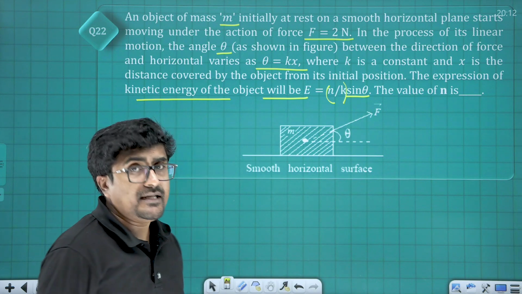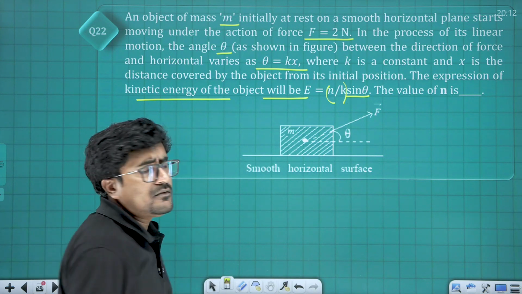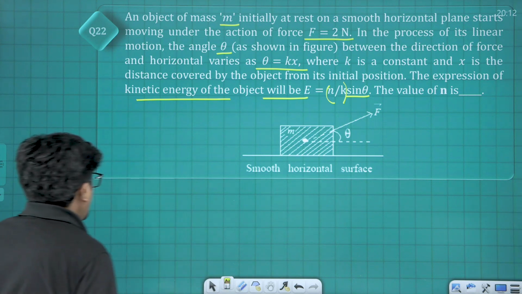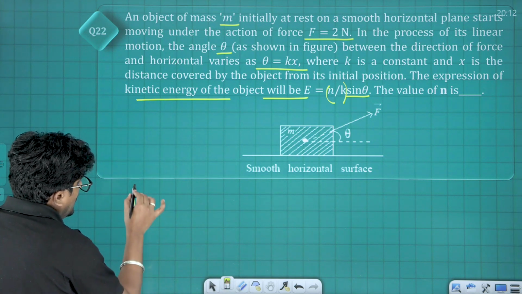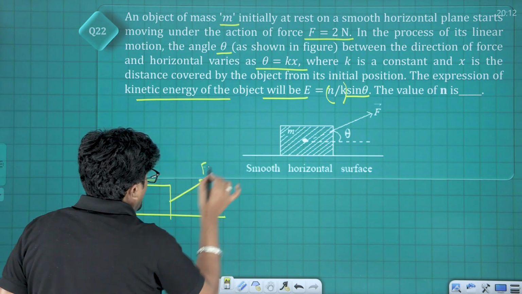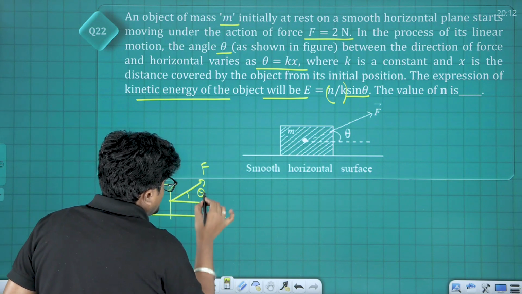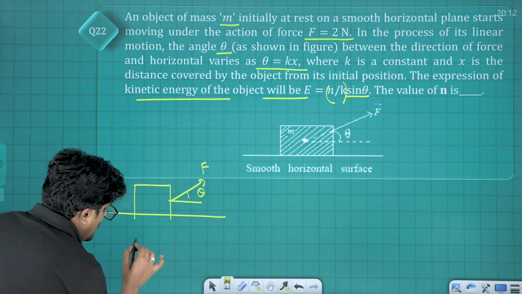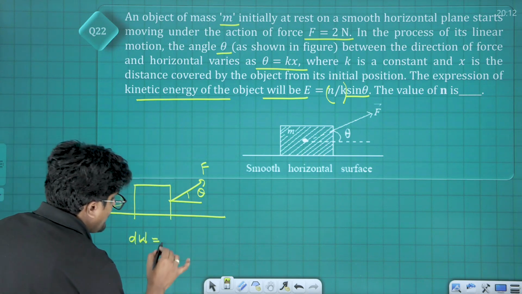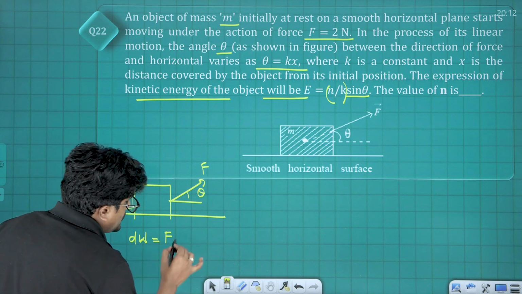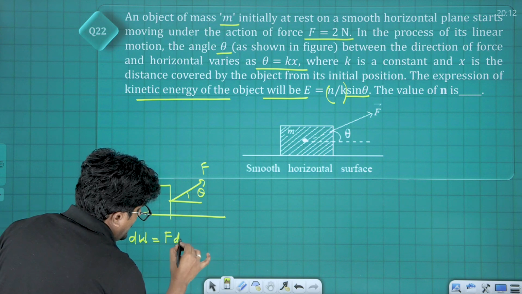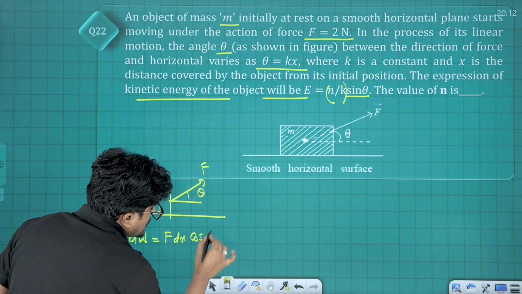Then the value of n is. So we know that the change in kinetic energy needs to be equal to the work done. So at any time, let F be the force acting and theta be the angle. Now here the small work done dW needs to be F into dx, F into dx into cos of theta.